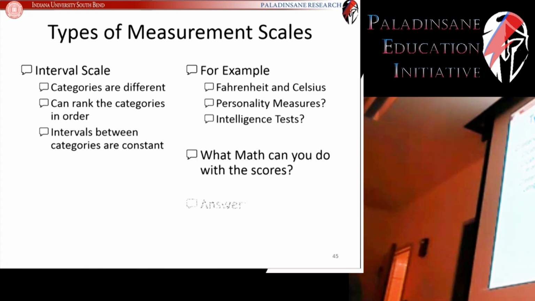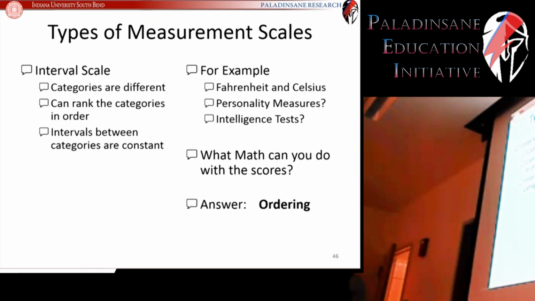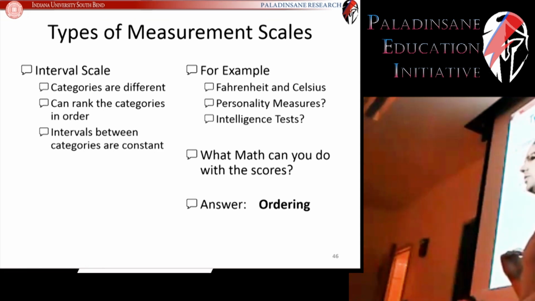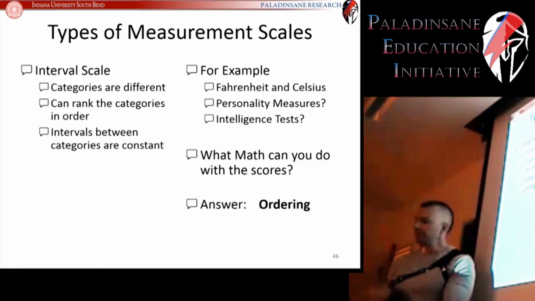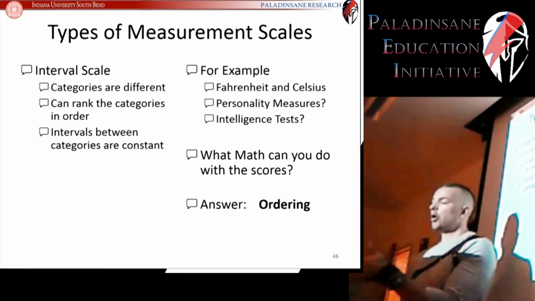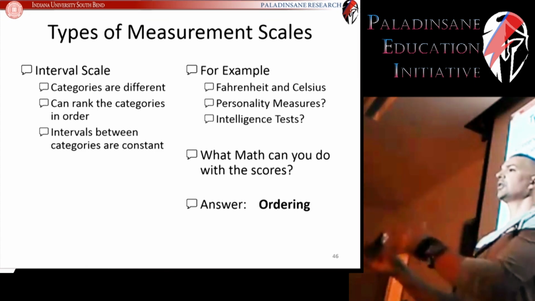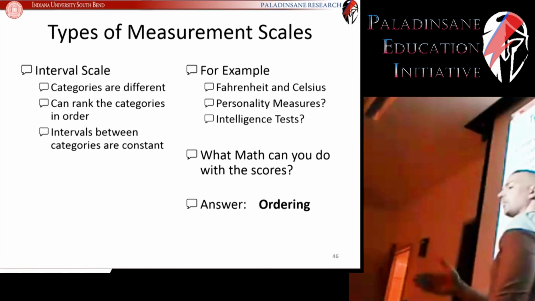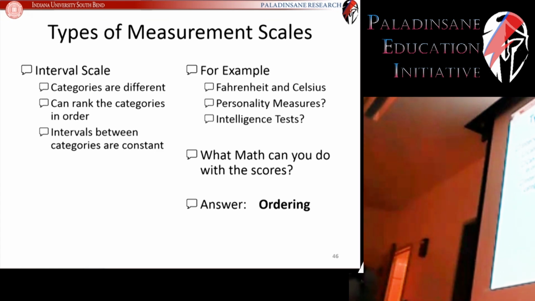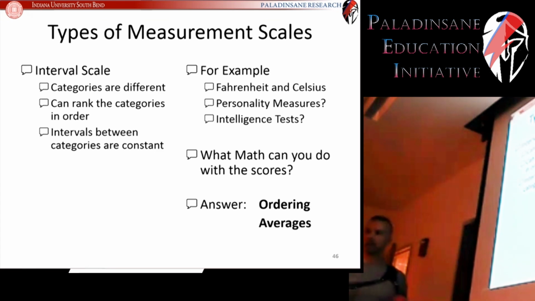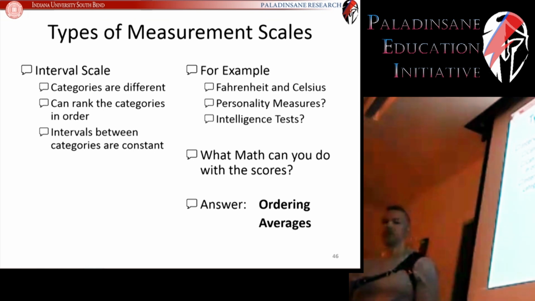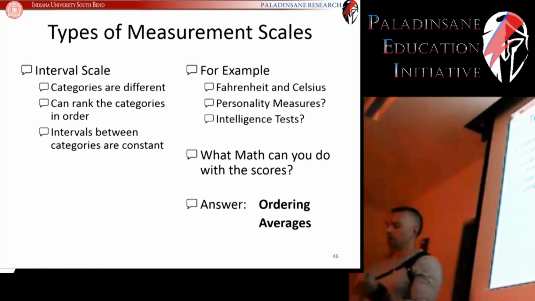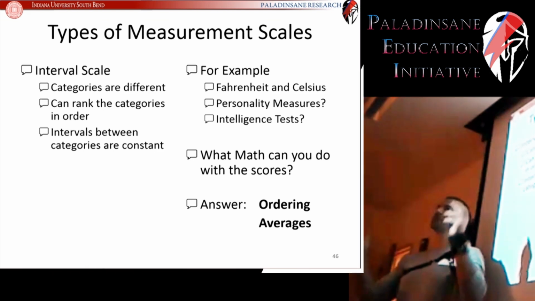So what math can you do with these scores? Well, you can order the scores. Once again, everything we could do with the previous scales, we can do with the new scales. So you can say 30 degrees Fahrenheit is colder than 50 degrees Fahrenheit. We can put those in order. 50 degrees Fahrenheit is then colder than 80 degrees Fahrenheit. You can put them in order like we did with the ordinal scale, but now we are also able to take averages. And you can intelligently and correctly say that the average temperature this summer was 5 degrees warmer than the average temperature last summer.